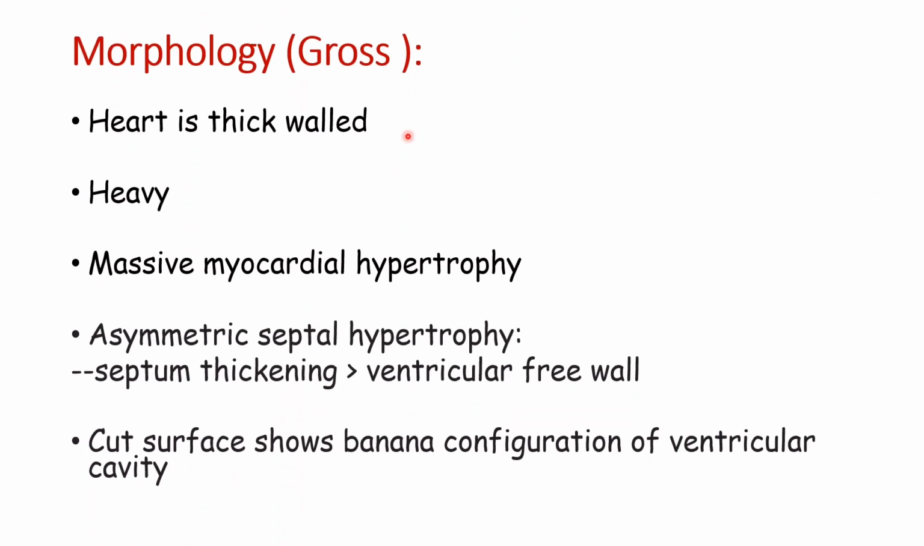So in gross, what do we see? Gross means the features which we see through our eyes. That is, the heart is thick-walled. Thick-walled, it is mainly because of the hypertrophy, increase in size of the cells. Then it is heavy, because if all the cells are going to hypertrophy, then the heart will naturally be heavy. Then we see that the myocardium, out of the three layers of the heart, that is endocardium, myocardium and pericardium, the myocardial layer has hypertrophied.